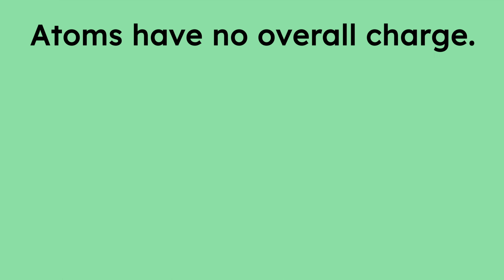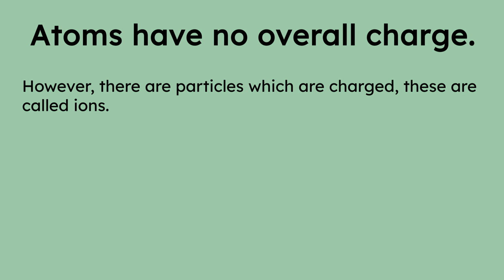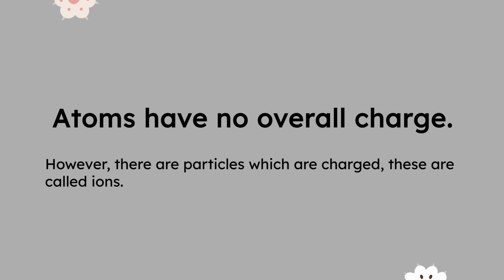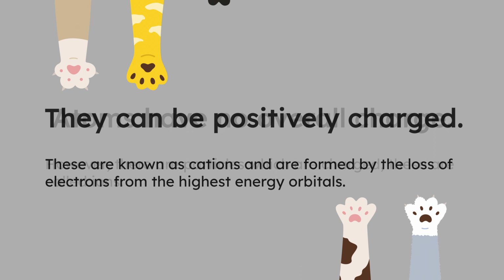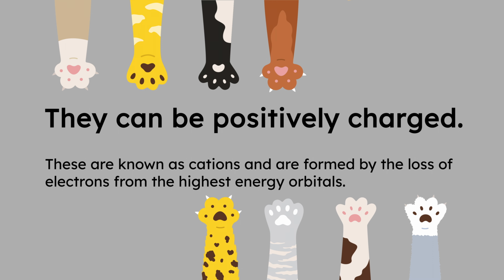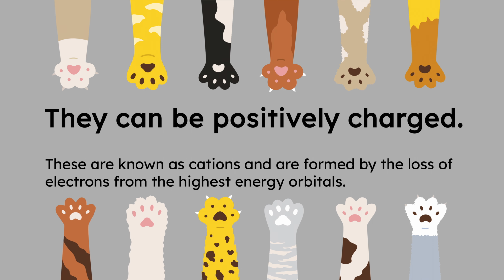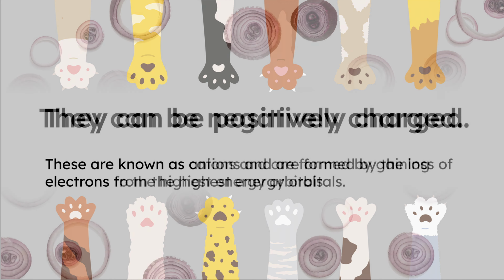However, there are particles which are charged. These are called ions. They can be positively charged. These are known as cations, and they are formed by the loss of electrons from the highest energy orbitals. You can remember this by thinking cats are good, and therefore cations are positive ions. I like cats. There are also negatively charged ions.